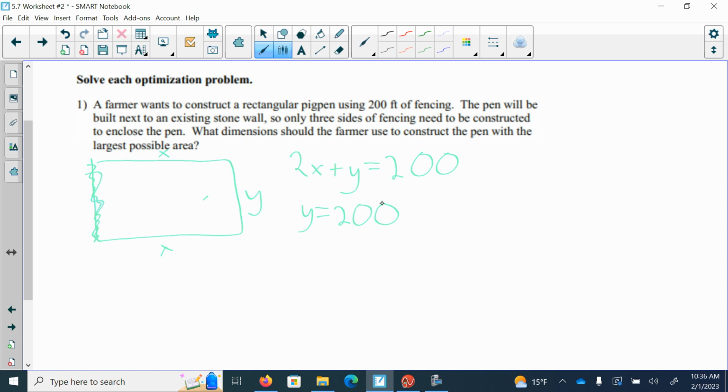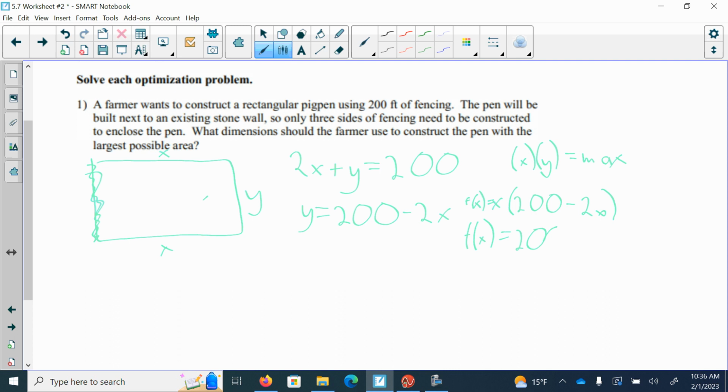Because you want to maximize, what dimension should the farmer use to construct a pen with the largest possible area? So the measuring stick isn't going to tell me whether I should make it 75, 75, and 50, or if I should make it 25, 25, and 150. Measuring tape's not going to tell me that. Common sense.